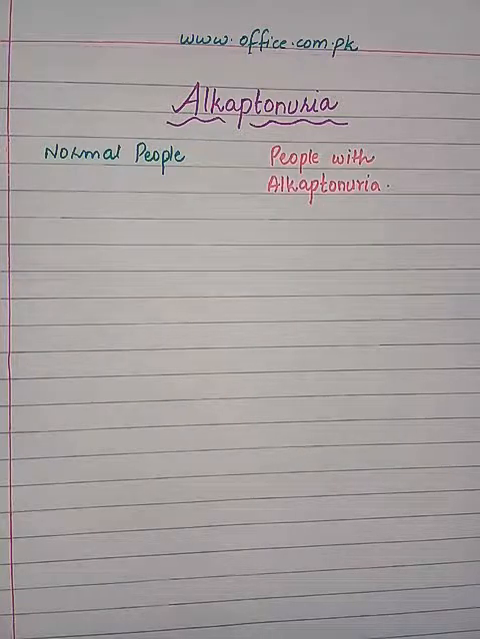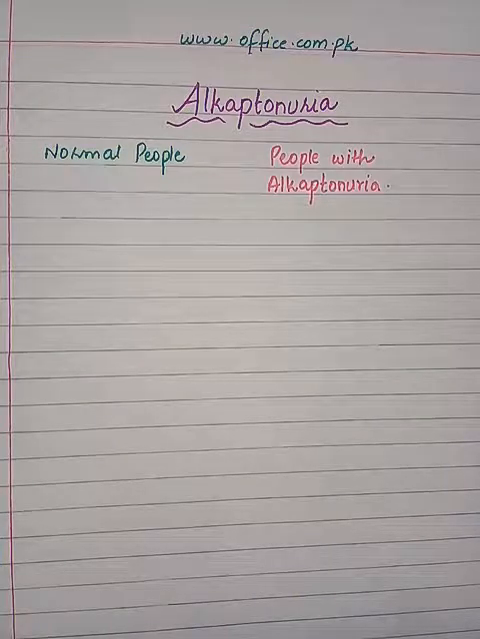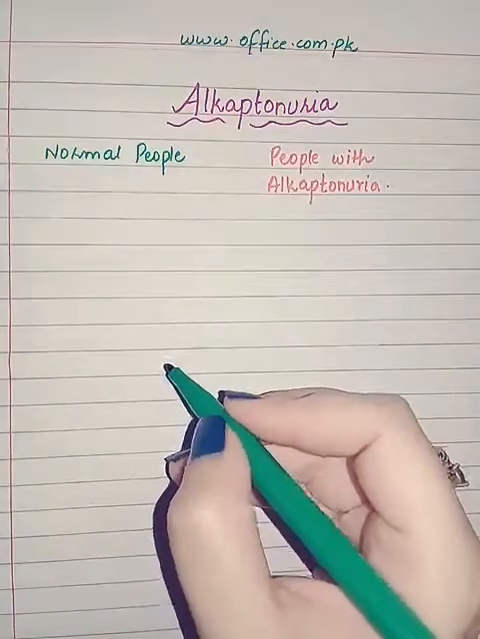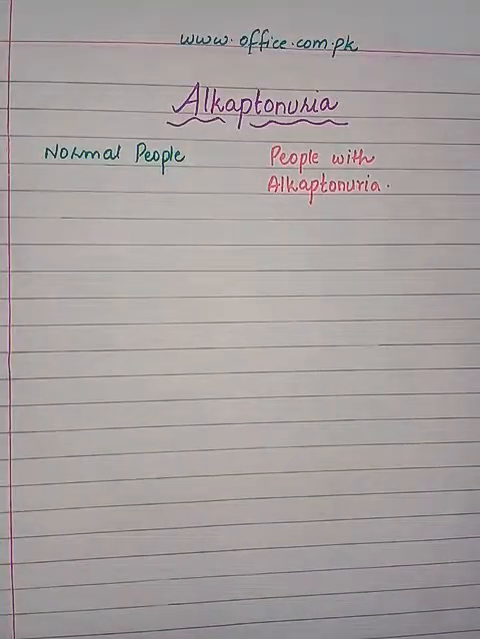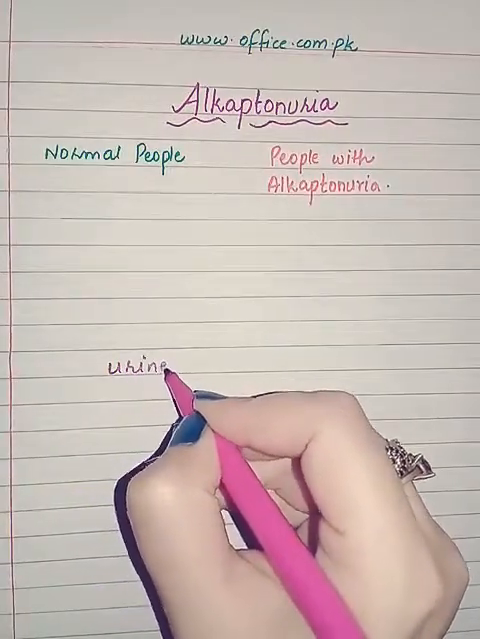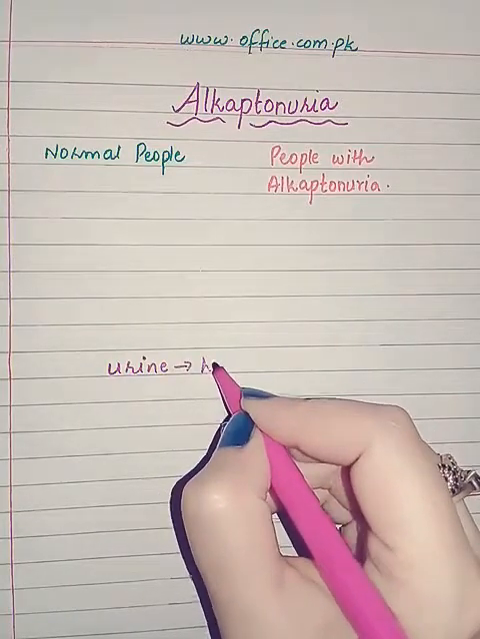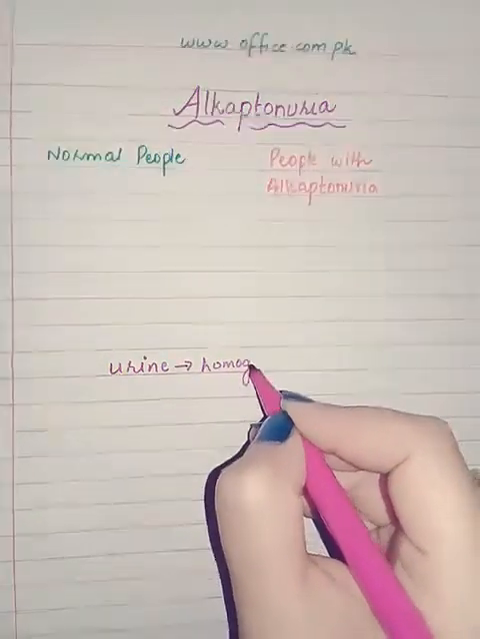Among those diseases was Alkaptonuria. Now let us see what the disease is. I will describe the condition in normal people as well as in the people with the disorder. First of all, let me tell you that normally our urine contains an acid that is known as homogentisic acid.